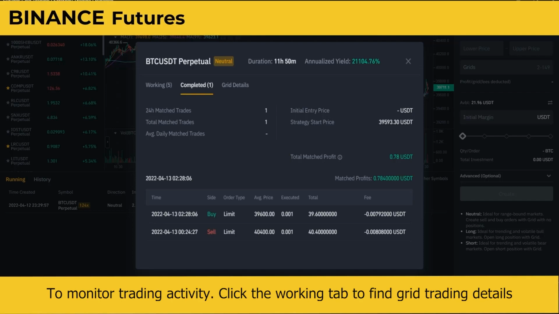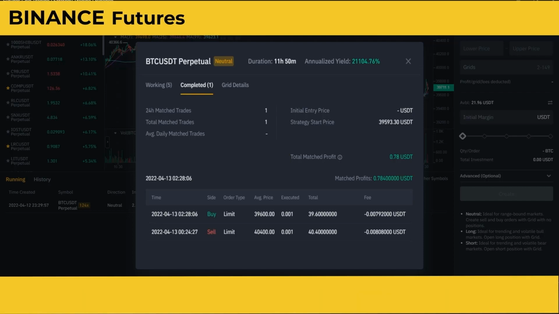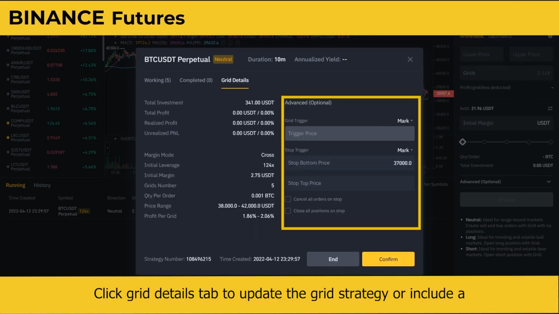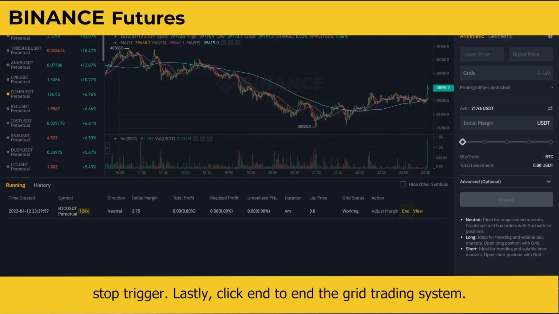To monitor trading activity, click the Working tab to find grid trading details. Click Grid Details tab to update the grid strategy or include a stop trigger. Lastly, click Enter to end the grid trading system.